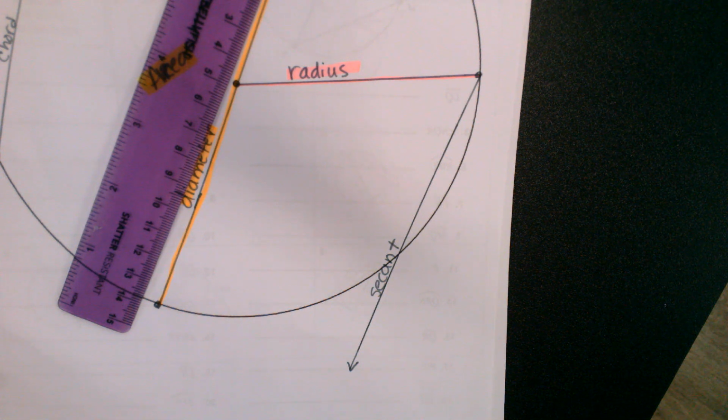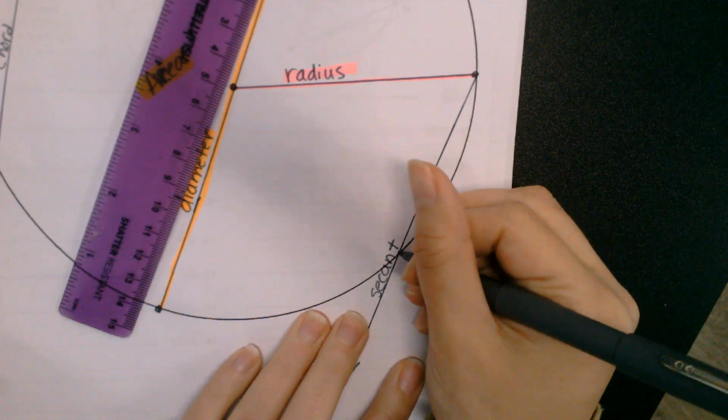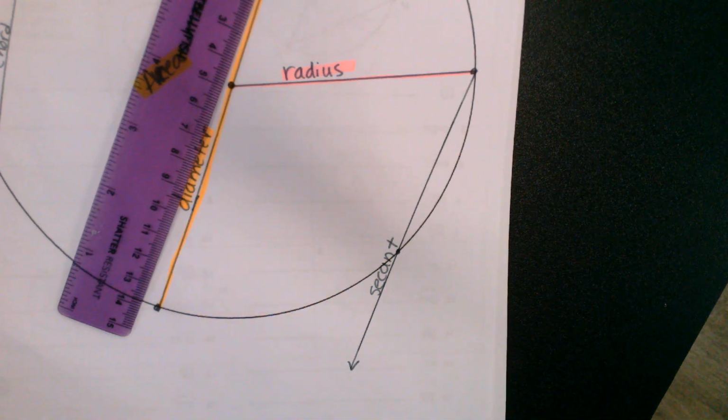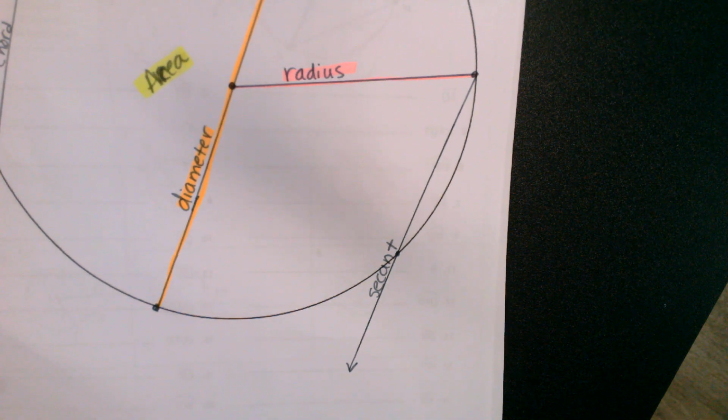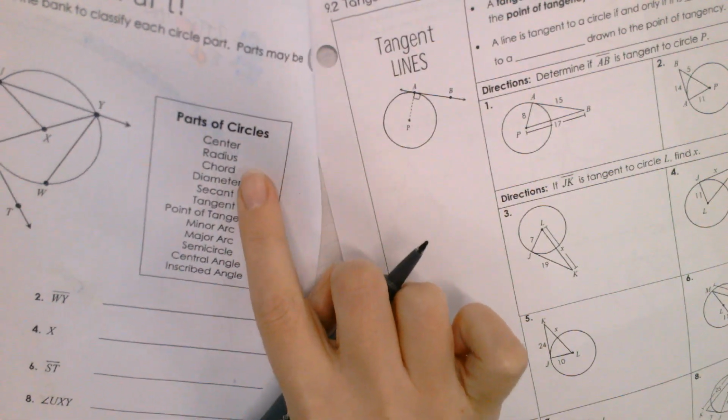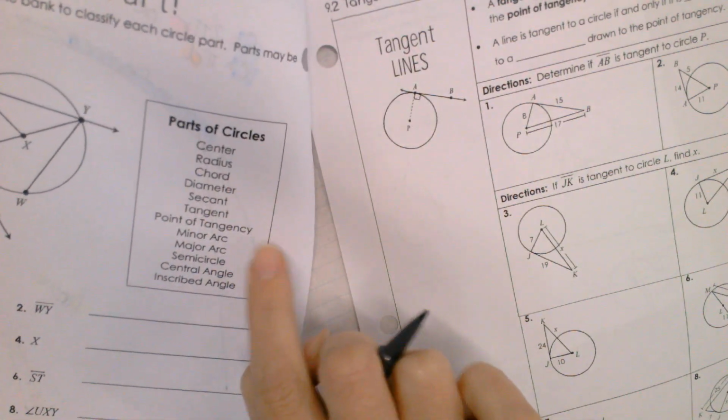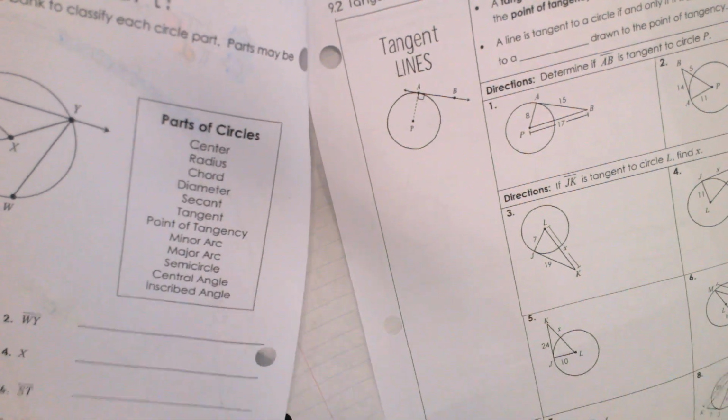Ooh, I am not labeling any of my points. I want to go back and do that, but we can do that at the end. So go ahead and make your point where it intersects the circle. I think there's one more. I think you've seen it before, right? So we did the chord, we did the diameter, we did the secant. What's the next one? Tangent.